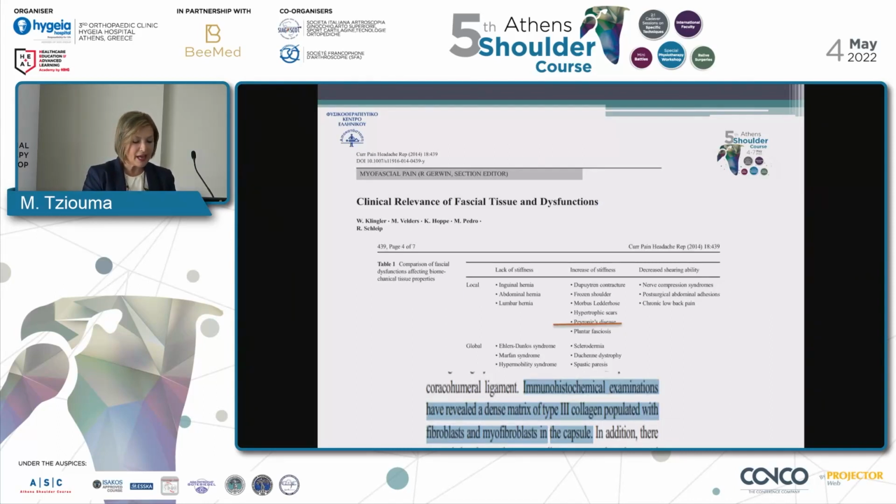Based on recent anatomical and histological studies, fascial dysfunction is one of the causes of frozen shoulder. According to that, accumulation of fibroblasts or contractile myofibroblasts in periarticular fascial layers has been reported during past or present inflammation processes around the frozen shoulder.